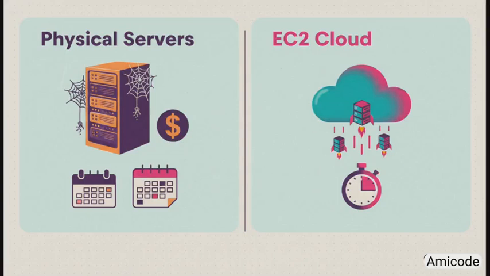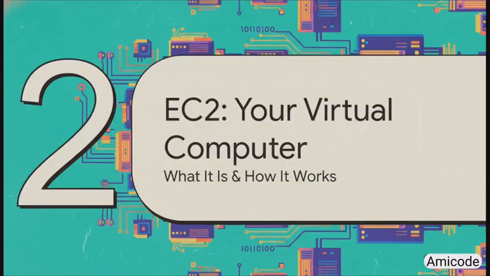Now, look at the EC2 way. It's like turning on a light switch. You get the power you need, exactly when you need it, and you can turn it off the second you're done. This isn't just an improvement, it's a completely different way of thinking. Okay, so that was the before. We've seen the problem. Now let's get into the solution.